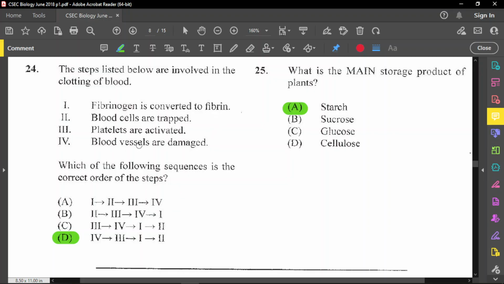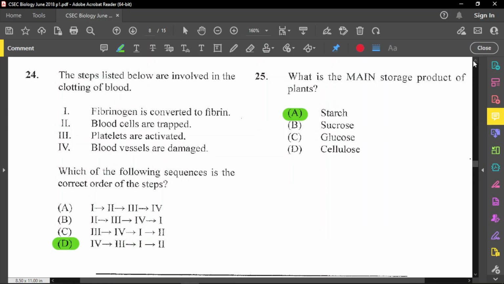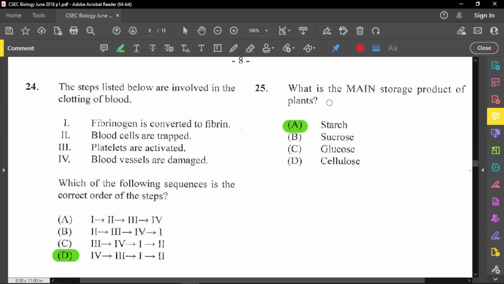So the first thing that must happen though is that the blood vessels are damaged, and that's what will indicate what they call the blood clotting factors. So again, you can run through that lesson, the blood clotting lesson, and you'll see my explanation in terms of what are the steps that take place within the blood clotting mechanism.